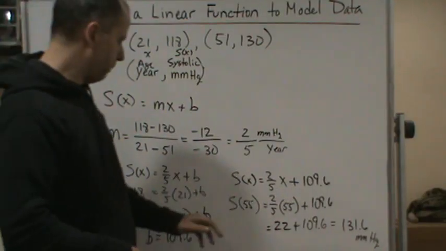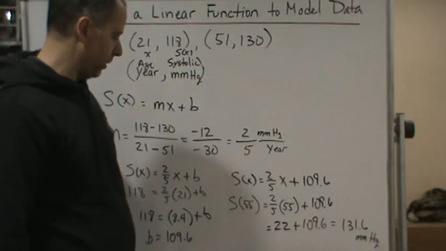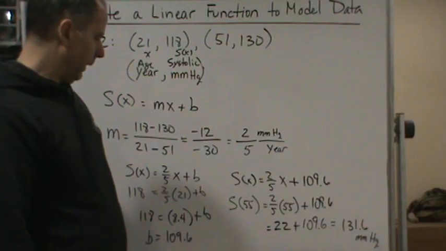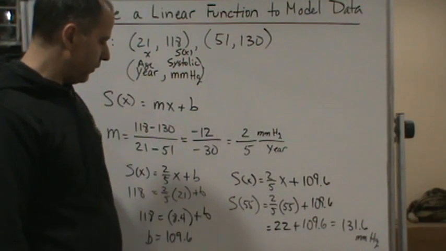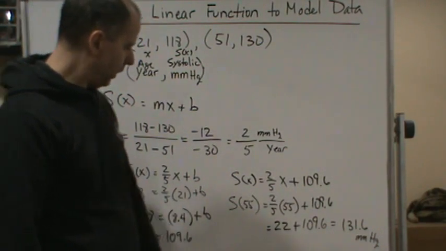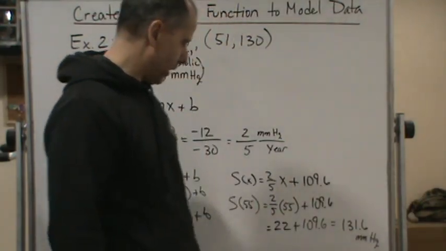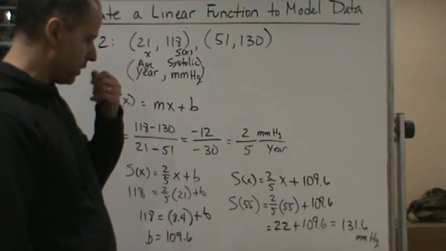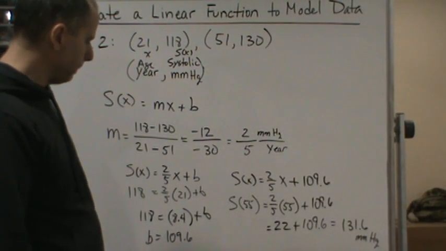That's what we're going to predict using our model. So we would say that somebody that's 55 years old, based on this model, is going to have a systolic blood pressure of 131.6 milligrams of mercury.